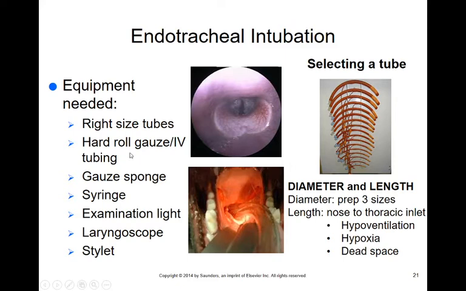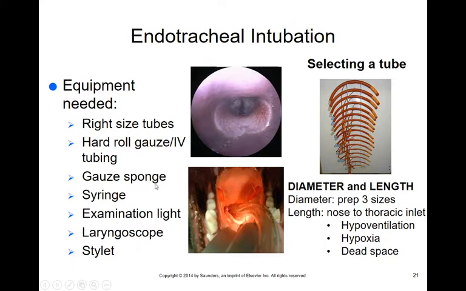Make sure you have something to tie that tube to the animal's muzzle or to the animal's head with. We don't want it slipping out of place during the surgery. So sometimes we use gauze. I like to use IV tubing because we can reuse IV tubing. That plastic tubing that we use to deliver IV fluids to a pet, we can cut that down and use that. It's easy to clean, it's easy to reuse.